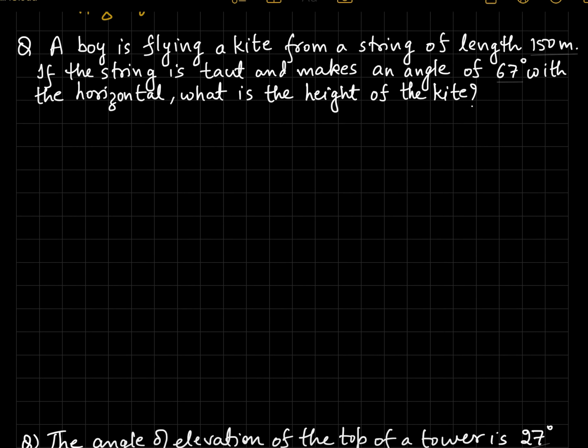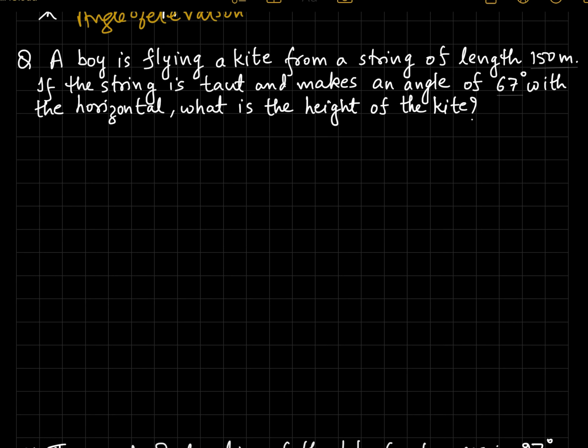So one very simple question I have taken. A boy is flying a kite with a string of length 150 meter. Now the string is taut and makes an angle of 67 degrees with the horizontal.